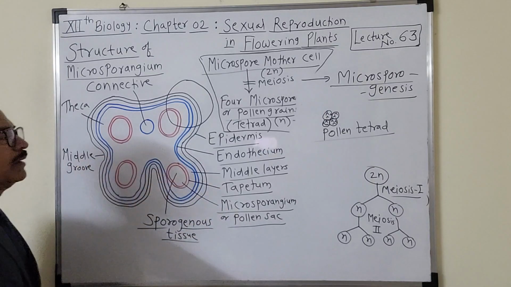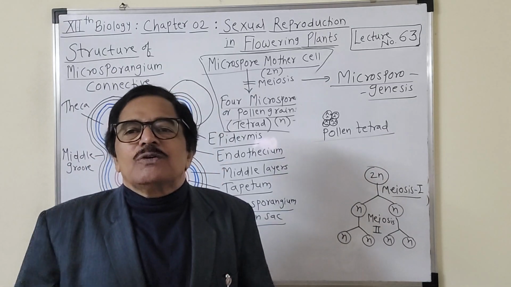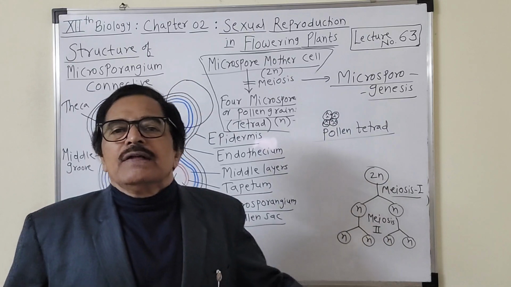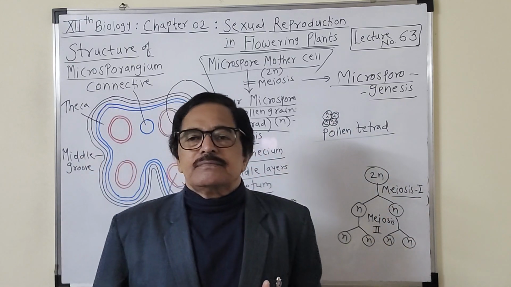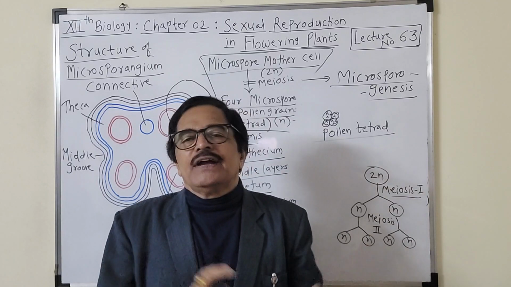लाइन ऑफ डेहिसेंस मैंने बताया था आपको. And then pollen sacs will also break, and a large number of pollen grains will be released out. They will be released out in the form of what? Pollen tetrad. Okay, and that pollen tetrad later on dissociates.